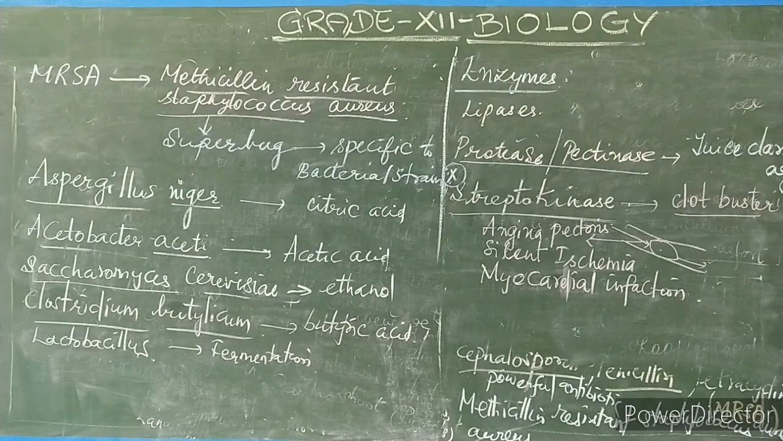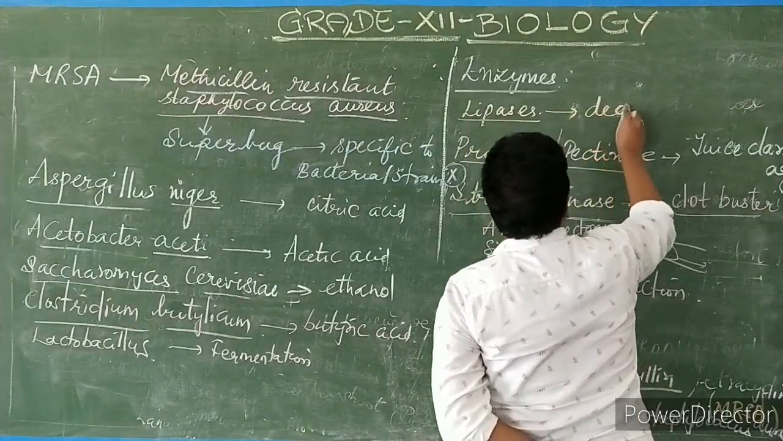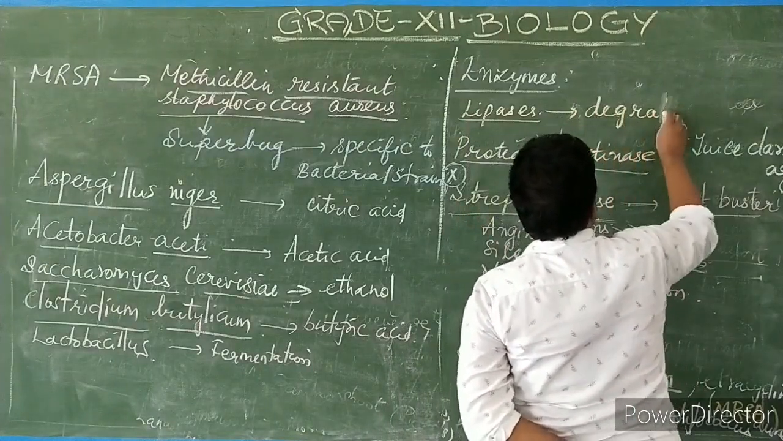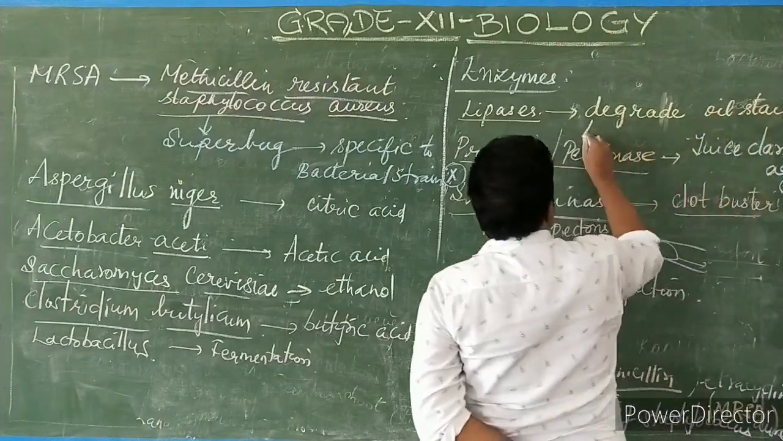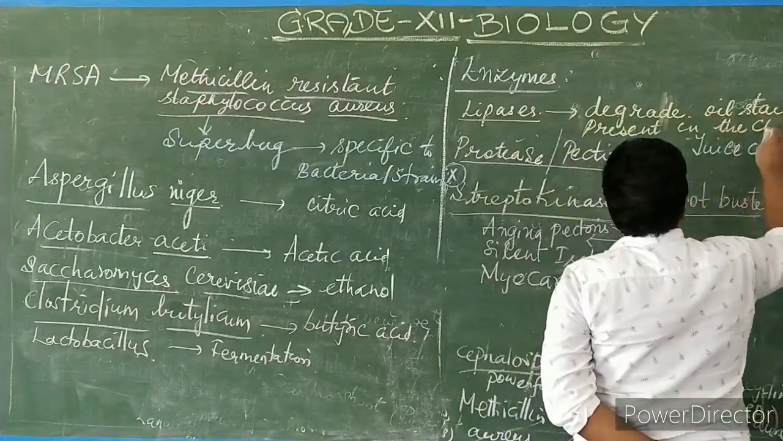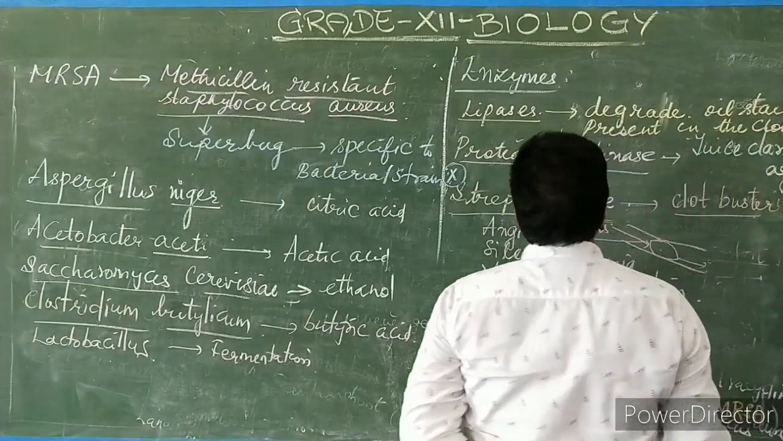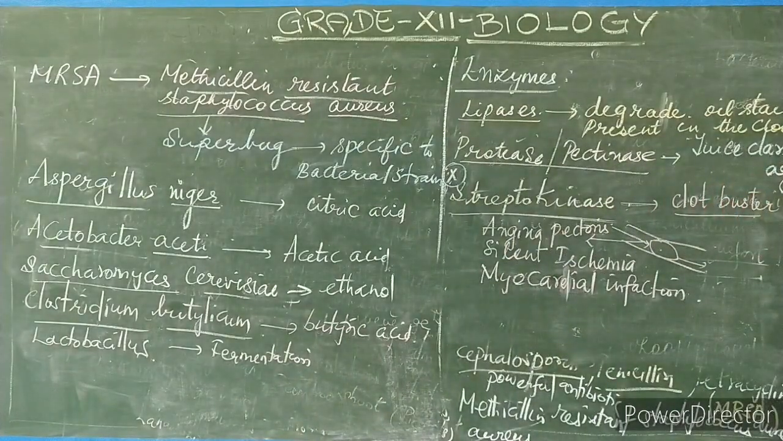The next one is lipase. Lipase is widely used to degrade the oil stains present in clothes. So lipase degrades the oil stains present in the clothes. Protease and pectinase are juice clarifying agents. Streptokinase is widely used as a clot buster. So it prevents angina pectoris, silent ischemia and myocardial infarction.